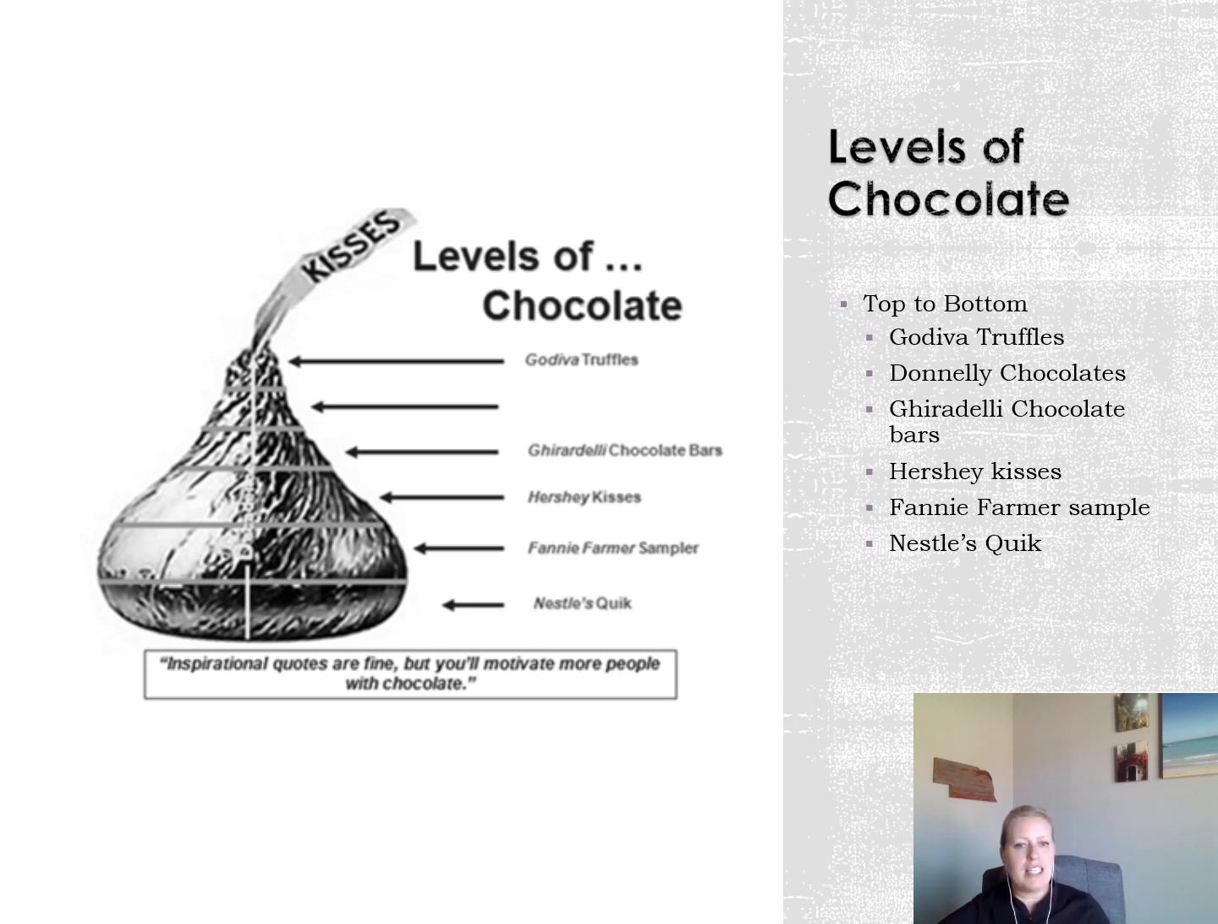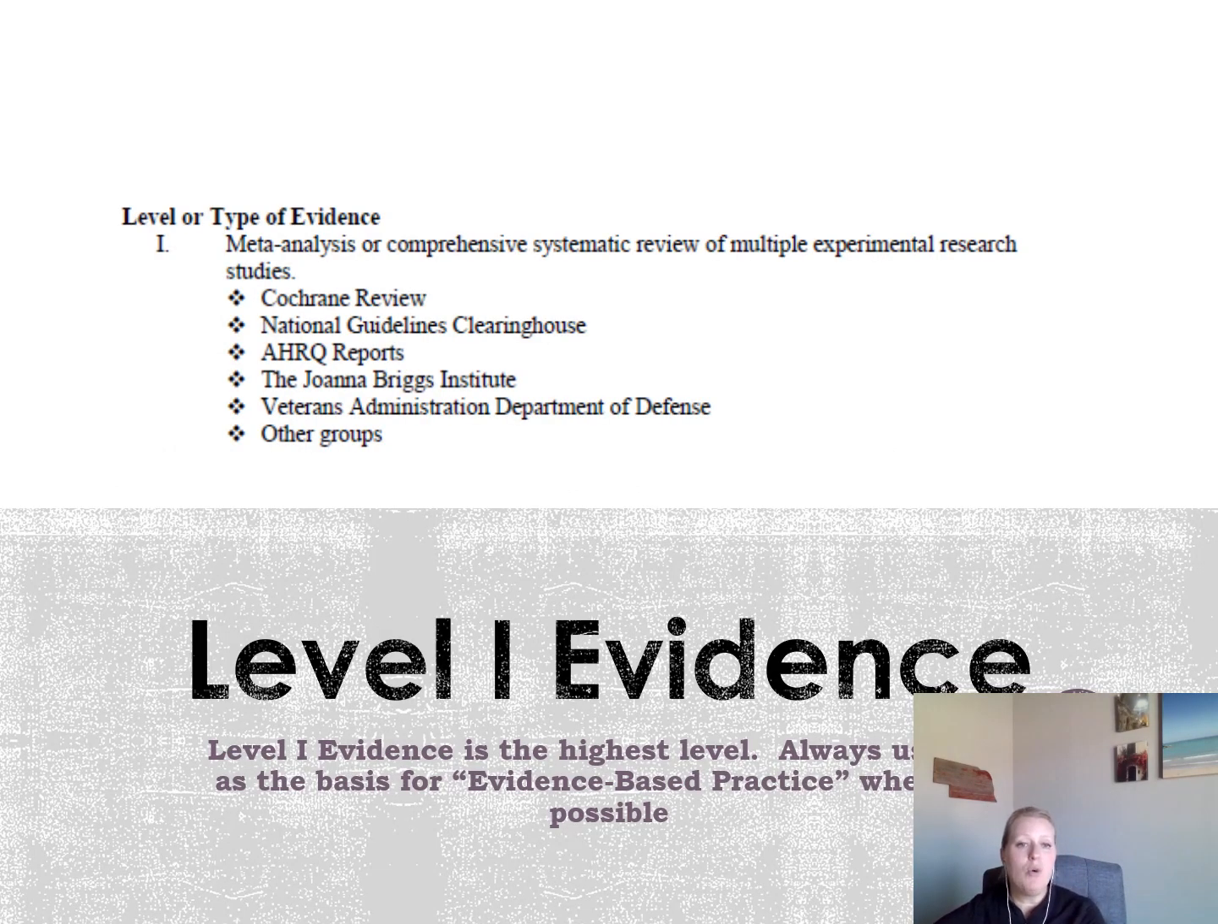And that's kind of how levels of evidence are. There's not as many Godiva chocolates as there are Nestle's Quick or Hershey's chocolate syrup. There's not as many systematic reviews and level one evidence, but that is the best evidence. And supposedly, Godiva truffles are the best chocolate. So we'll start with level one evidence.